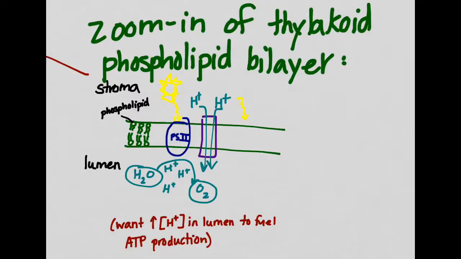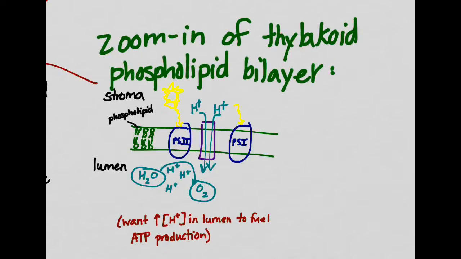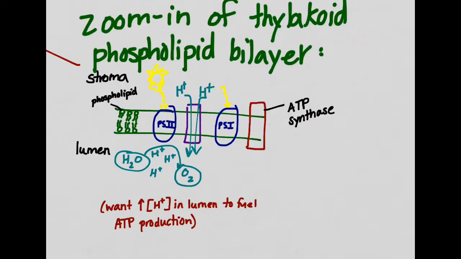We're going to also have a photon that is going to excite our other photosystem, photosystem 1. And then the last thing that we need to draw here in the phospholipid bilayer is something called ATP synthase. And it'll use the high concentration of H pluses, the hydrogens that we have in the lumen, because they'll want to go down their concentration gradient.